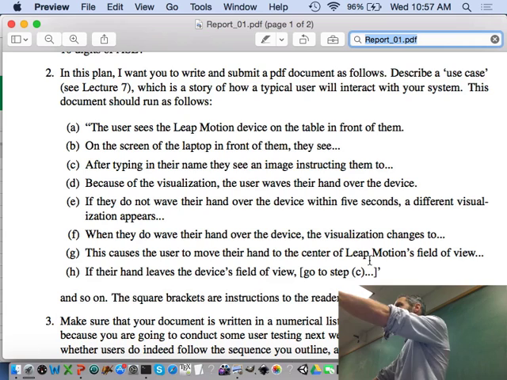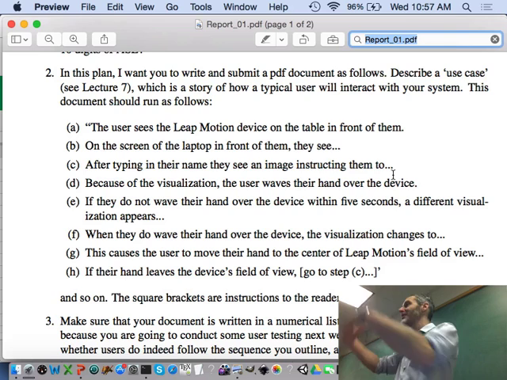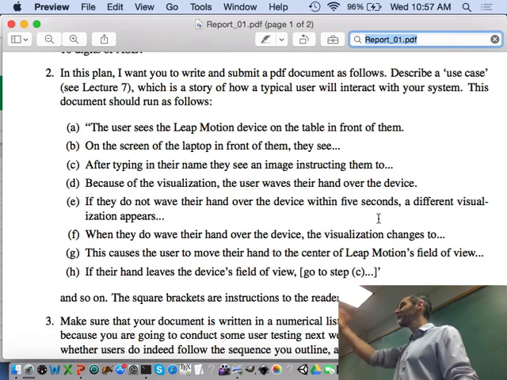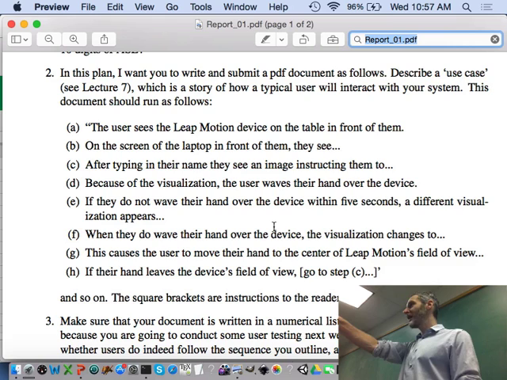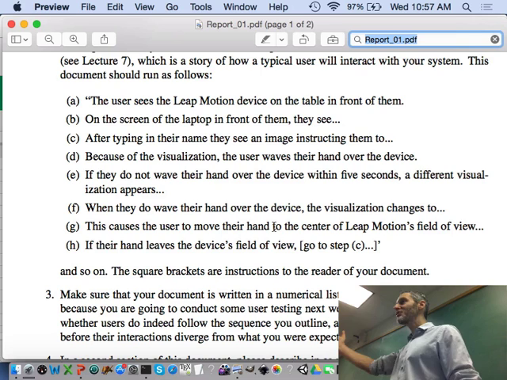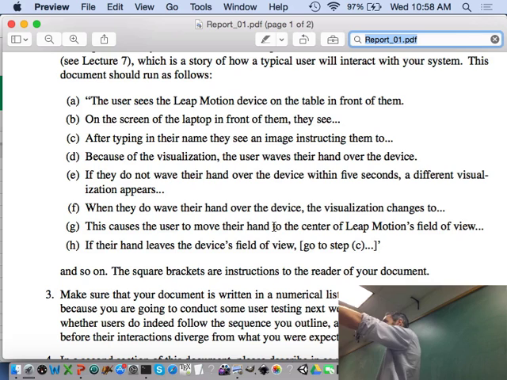On the screen, they see this. After typing in their name, they see an image instructing them to do X, whatever that is. Because of that visualization, the user does this. If they don't do that, after 5 seconds, a different visualization comes up. And so on. When they eventually do put their hand over the device, the visualization changes and they will see this, dot, dot, dot. When they see that, it causes them to do that, and so on and so forth, right? So you're describing the system does this, the user reacts in this way, the system reacts to them in this way, the user reacts in this way, back and forth and back and forth.